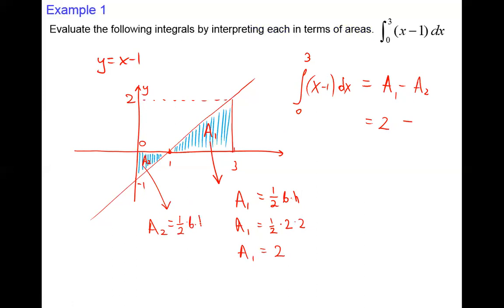Now, using the same formula, I will compute the area of the lower triangle. 1/2 times base times height. The base is just 1, we can see it, and the height is also 1 unit. That means this is a half. But since it's below the x-axis, I have to subtract. The definite integral equals 3/2.